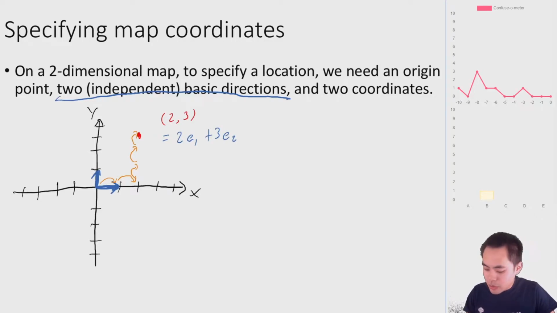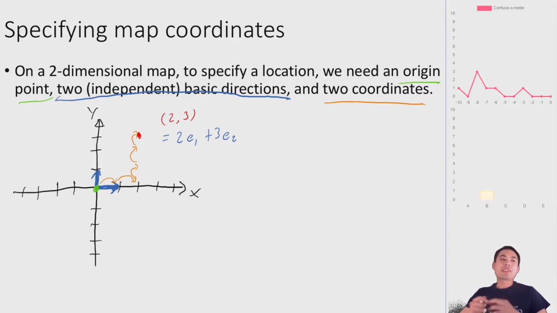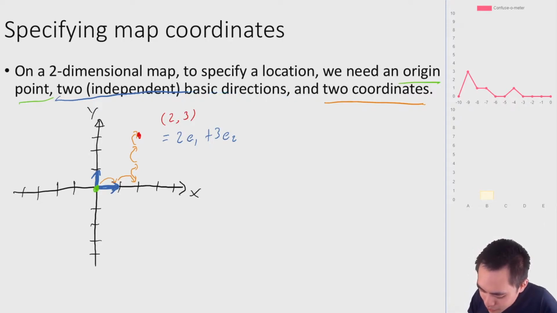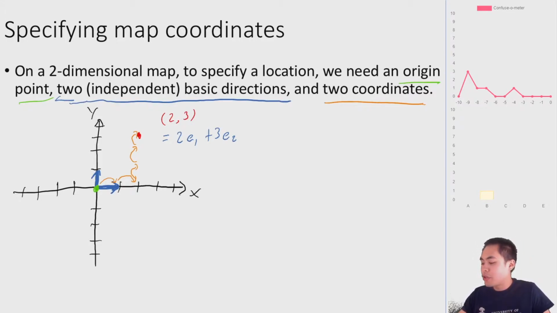Okay, and we need 2 coordinates as well as an origin point. So you obviously have to specify some 0 point. So that's the origin point here. But now you might notice that I said just any 2 basic directions, let me rewrite that just so I'm not covering up the thing. So 2 independent basic directions. But what if you chose 2 other basic directions? Could you still specify where you are on the map? And the answer is yes.